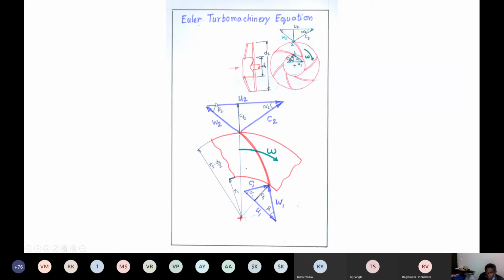Similarly, at exit you have W2, U2 and C2. We have also indicated a component of velocity in the radial direction, which is denoted by Cf. At exit it is Cf2, at inlet it is Cf1.